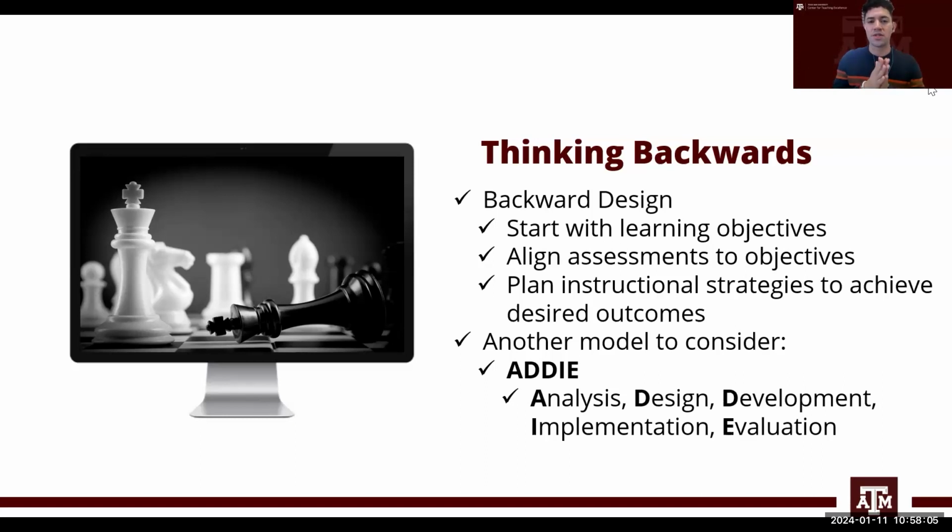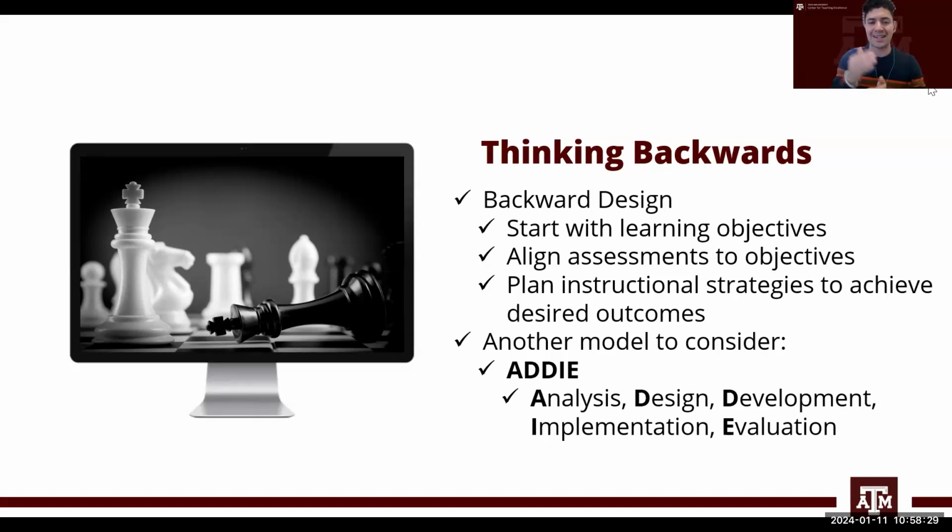So with backward designing, you start with your learning objectives or learning outcomes. That is your starting point. What do students need to learn? After, you go into aligning your assessments to your objectives. So how am I going to test for those objectives? How am I going to allow students to know whether they master the content or not?